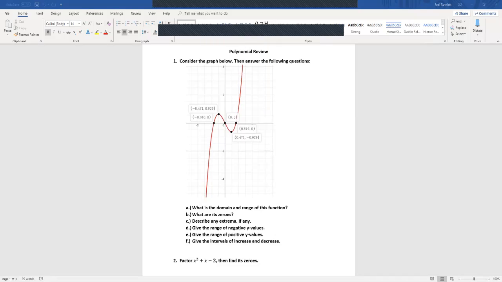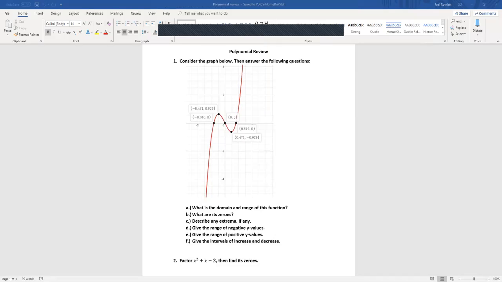Okay, so this review is going to cover pretty much everything we've discussed so far this semester, and then you will have a fairly lengthy assessment over polynomials. So let's start with problem number 1. Consider the graph below and then answer the following questions.